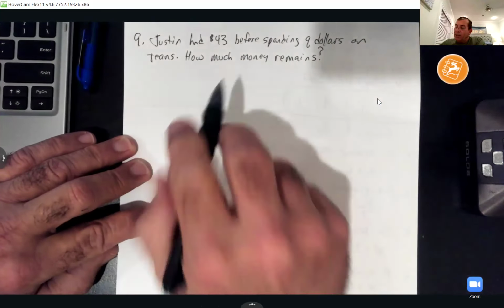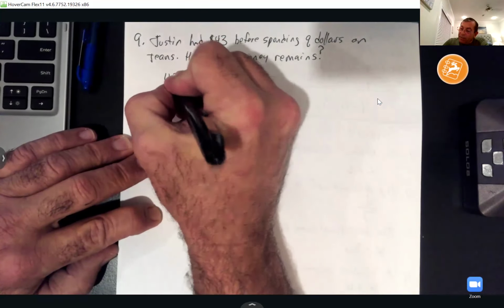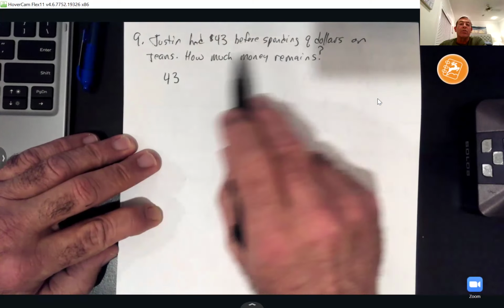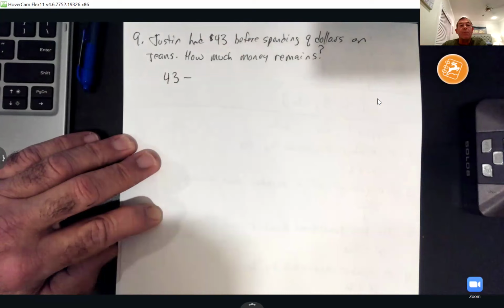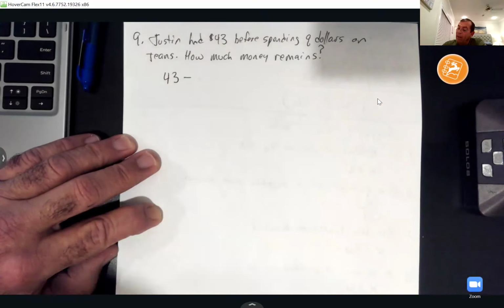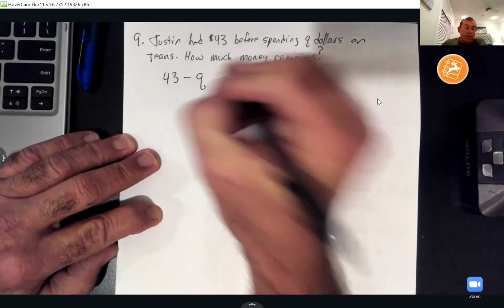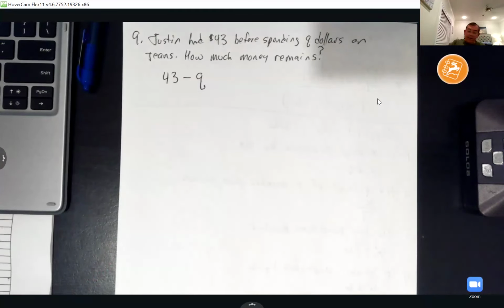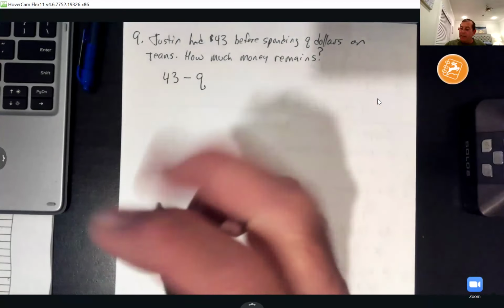Well, y'all, let's see. He started with 43, so it's got to be 43 first. He's spending Q dollars on his jeans. So remember, if you spend something, you're subtracting that money from your start. We don't know how much he spent. He just spent Q dollars. So that means 43 minus what he spent is what remains.